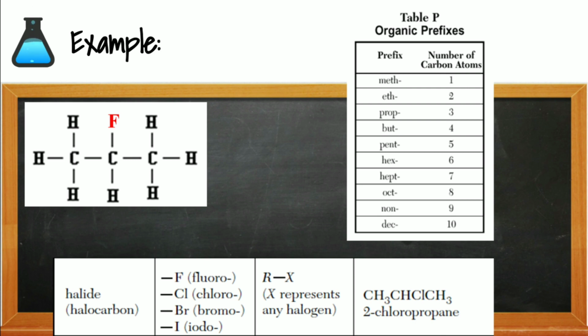Now let's see if we can name this example. So here in this example, we're going to start by counting on the parent chain. I can see that there are 3 carbons and they're all singly bonded. So we're going to call that prop, and the suffix is ane for the single bond. So this is propane as well, but here, we have fluorine attached. So we see that fluorine is called fluoro. So this should be fluoropropane. And this fluorine is on the second carbon. So this is 2-fluoropropane.